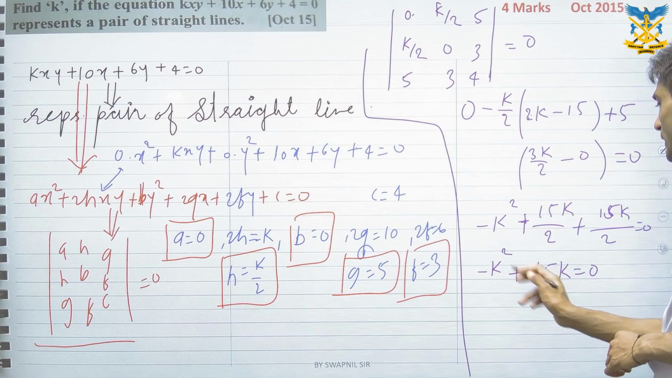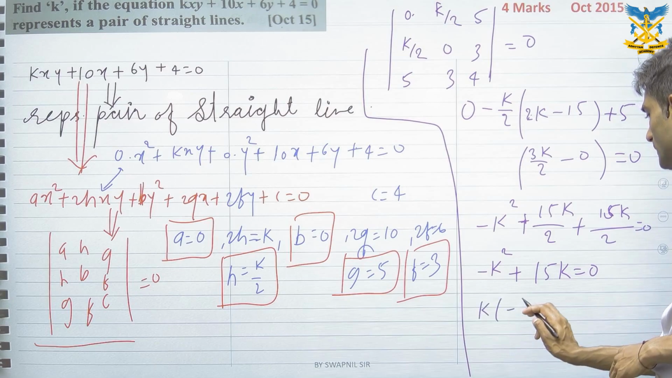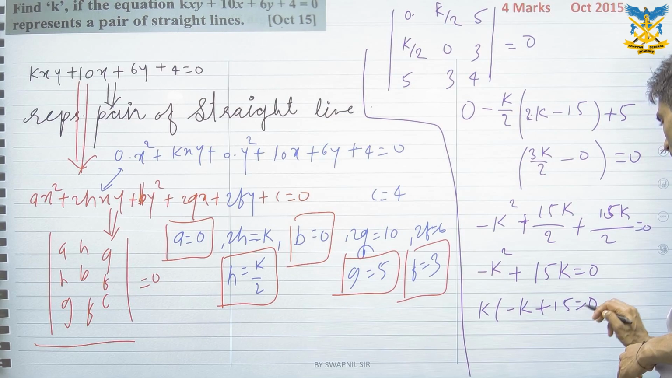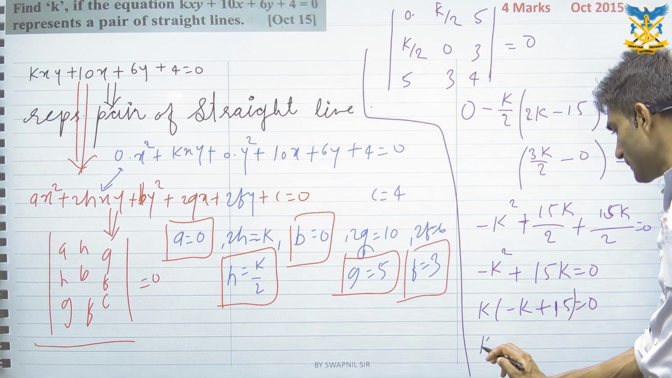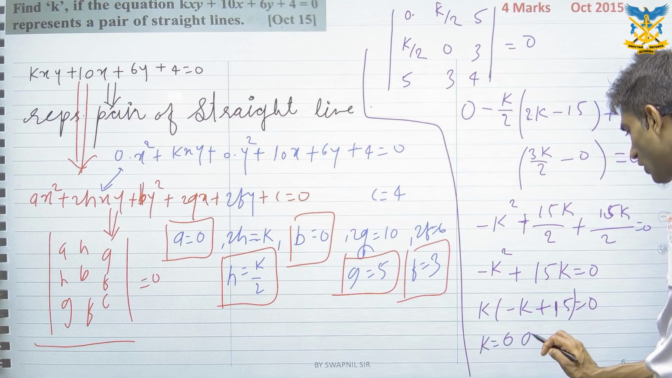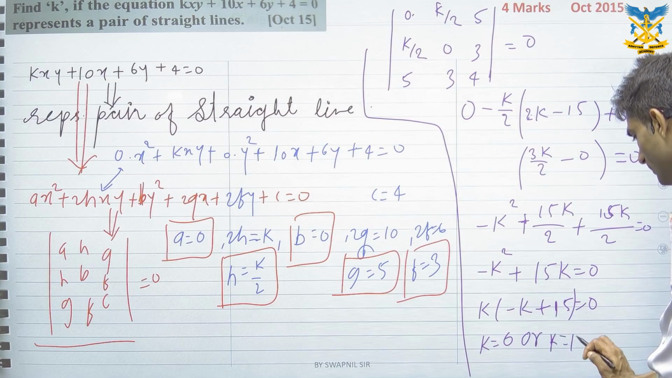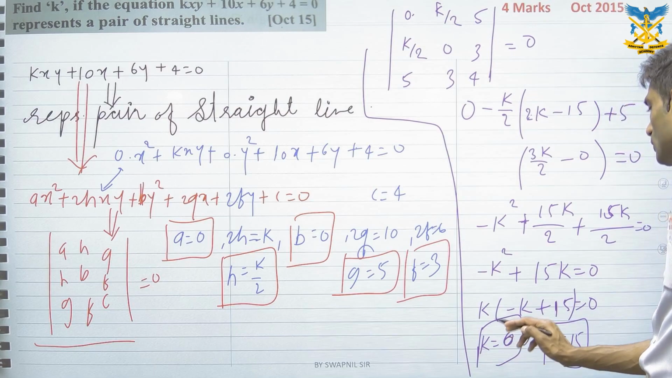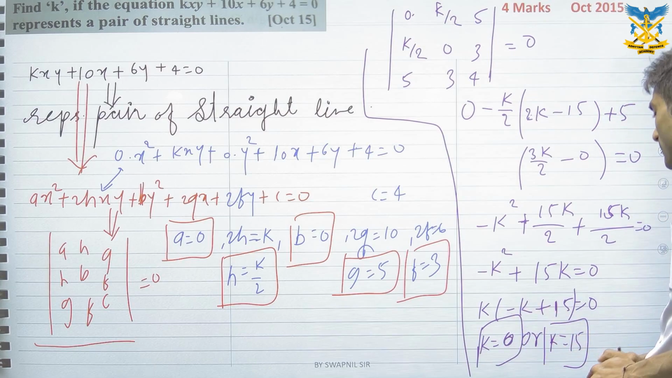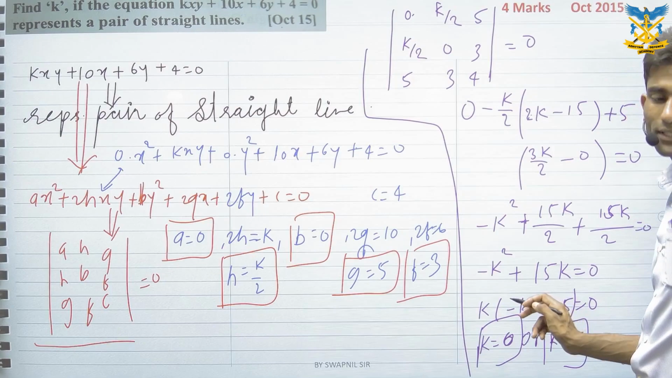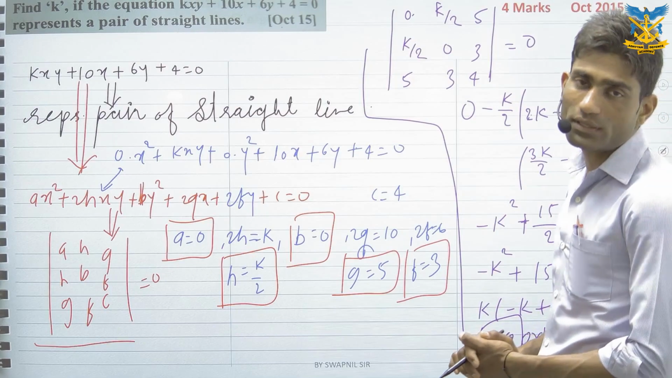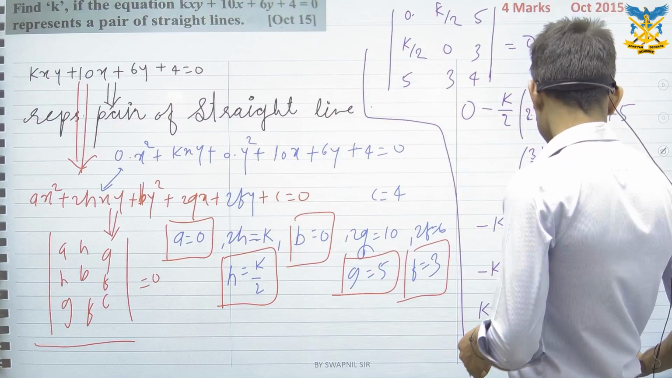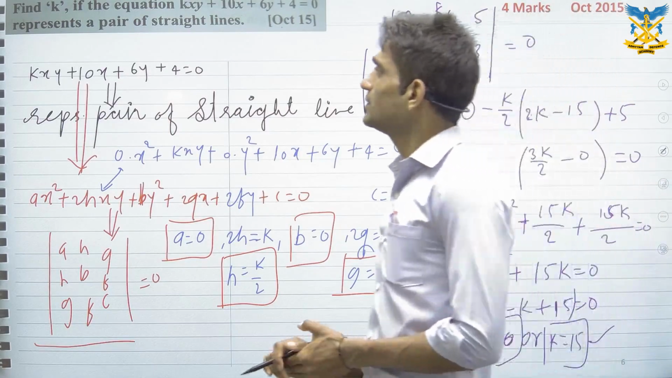So take k common from here, so minus k plus 15, which is equal to 0. That gives k equal to 0 or k equal to 15. So we got the value for k here, k equal to 0 or k equal to 15, because the multiplication of these two terms is 0, which means one of the terms must be 0. So this is our required answer for our question.